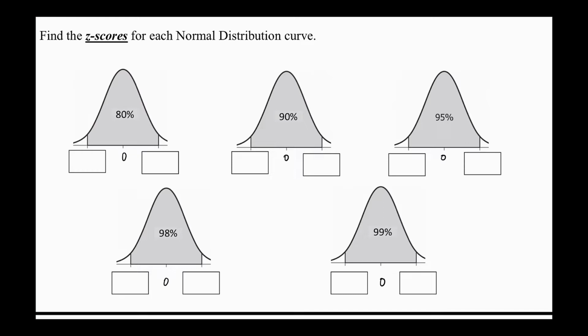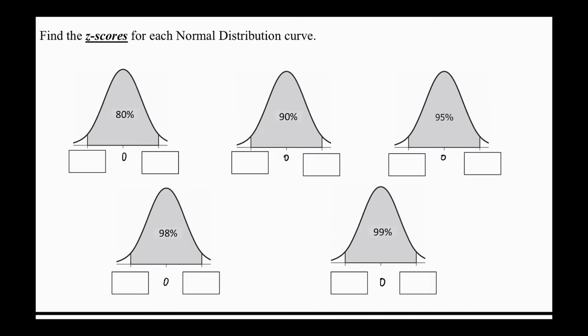Okay, so 68, 95, 99.7 would help us. Some of these are close, but they're not exactly those. What else do we know about normal curves? It's symmetrical, right? So this is the middle here. Everything to the right of that line is the same as the other side, right? So if this is the middle 80% here, it cuts it in half and it makes 40 and 40.